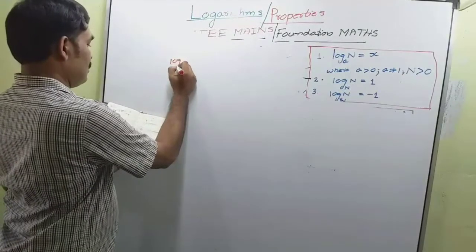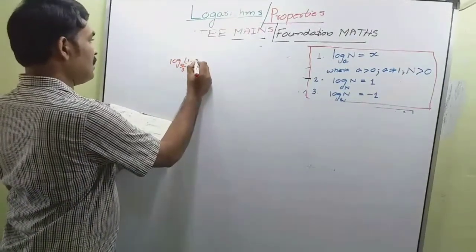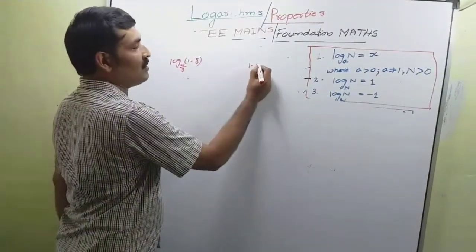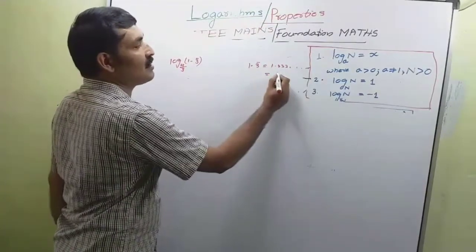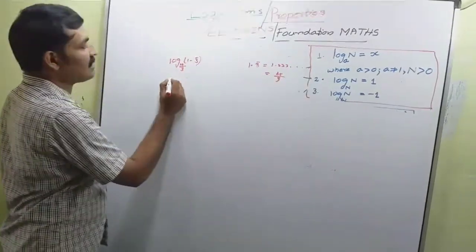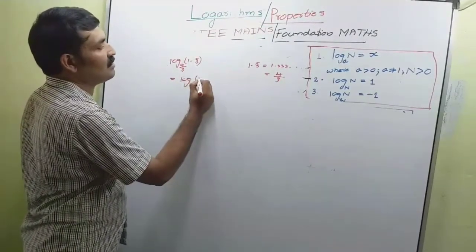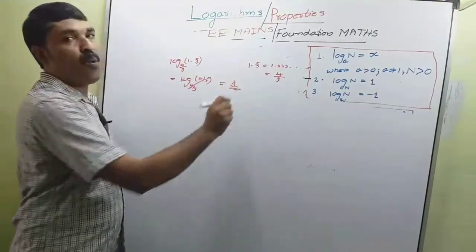Log base 4 by 3 of 1.3 bar. 1.3 bar means that it is recurring. 1.3 bar, that is 1.33333, is equal to 4 by 3. So we can write this as log base 4 by 3 of 4 by 3. So this will cancel. The answer is equal to 1.